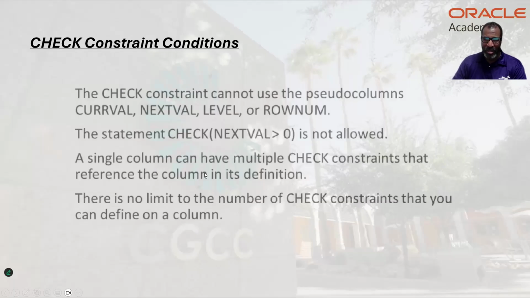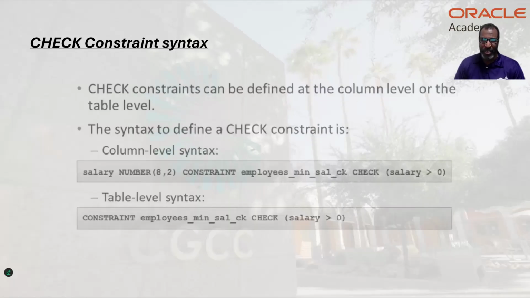A single column can have multiple check constraints that reference the column in its definition, and there's no limit of check constraints that you can have on a column. So you can have that column locked down to exactly what you need that column to do. And this is basically the column level syntax. Employee minimum salary check. The salary has to be greater than 0. Pretty straightforward. Table level, after all the columns are defined, same.